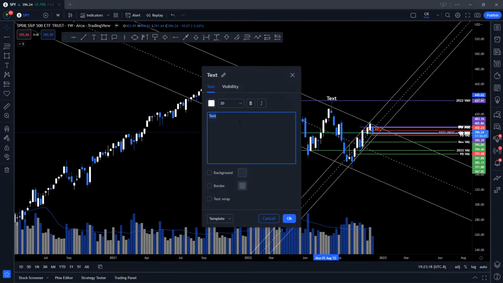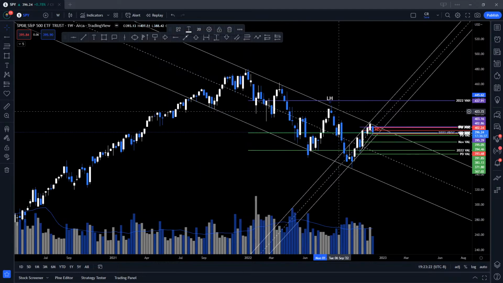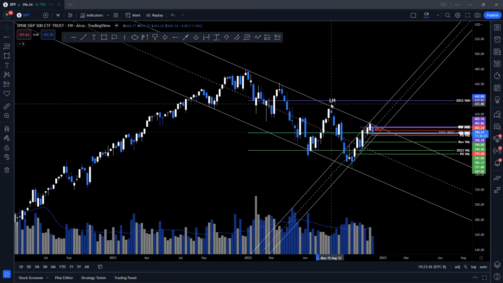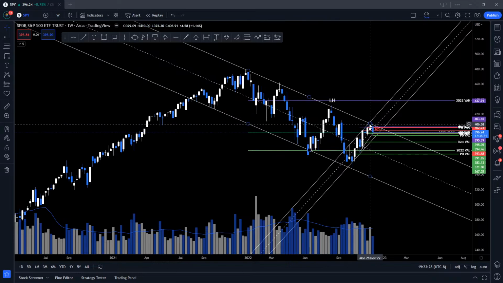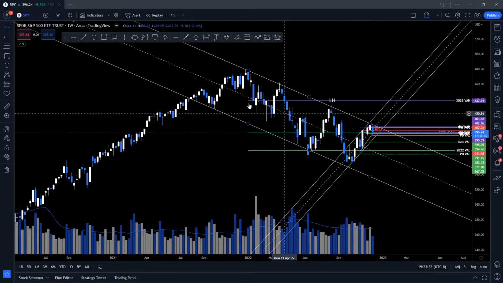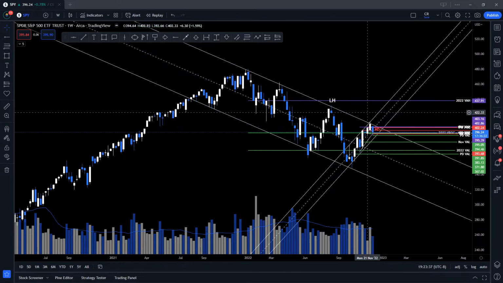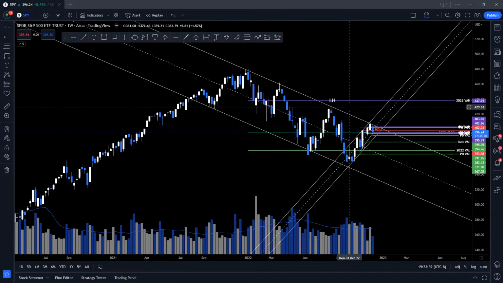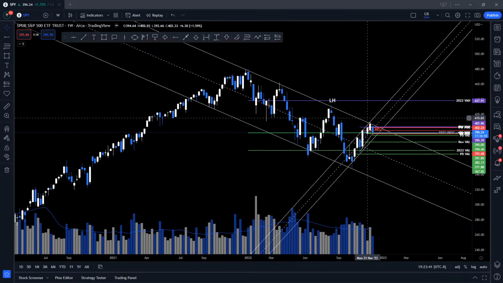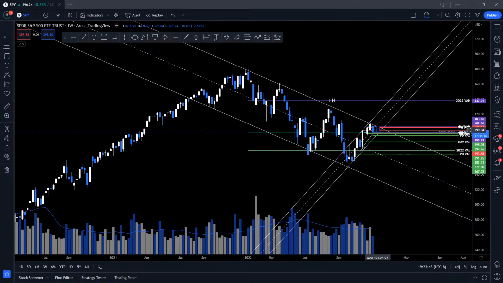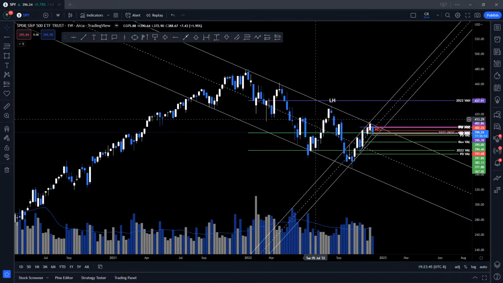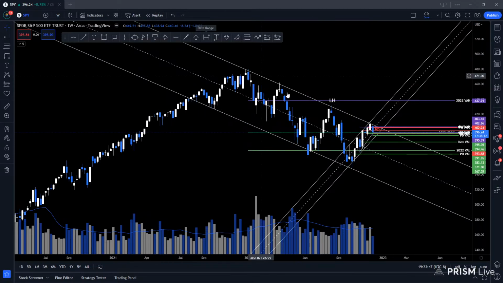We would need to get above this lower high right there. Once we cross above this level, that's when we would flip from bullish to bearish, right? That doesn't mean we can't have bullish days, but overall we're in a downtrend, right?